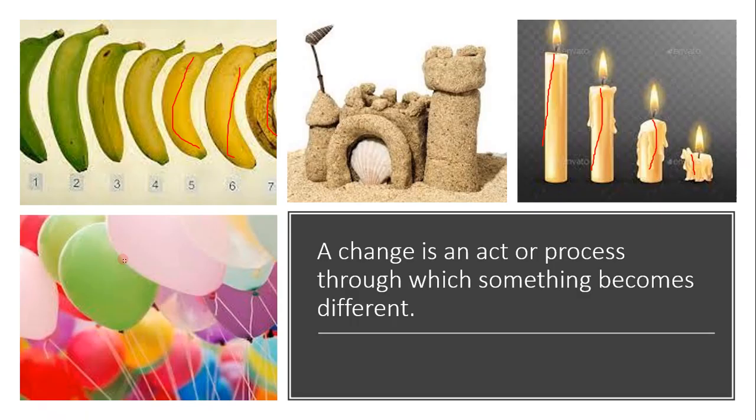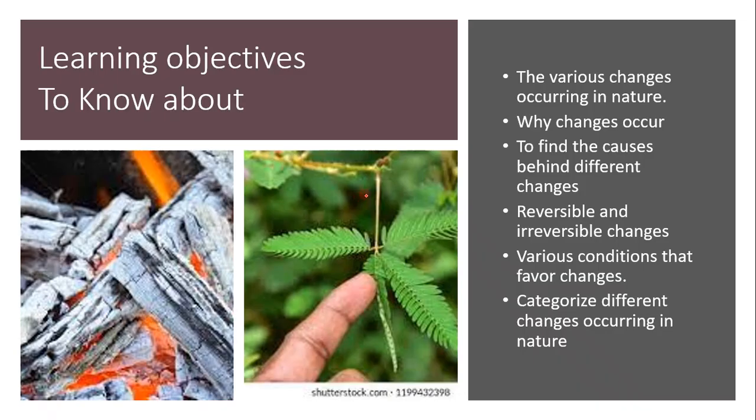This is called changes that happen daily in day-to-day life. It takes 7 days to rot, until then we should eat it. This is called changes that occur daily in our day-to-day life. Next page. Learning objectives: to know about the various changes occurring in nature.